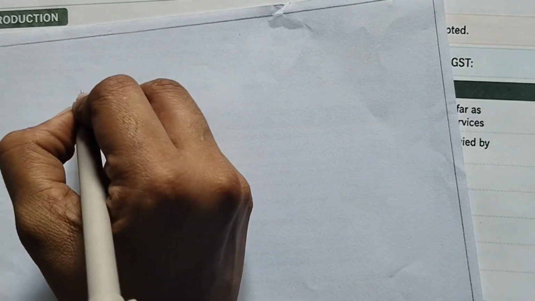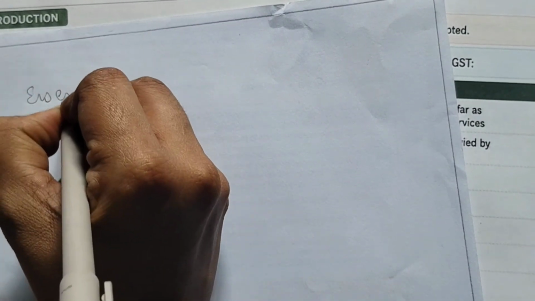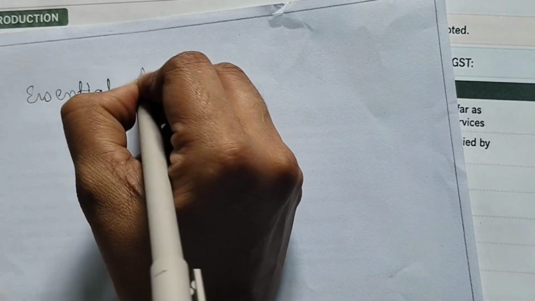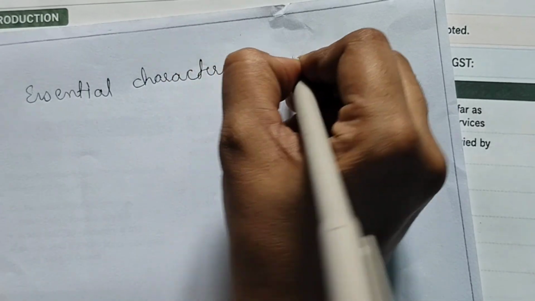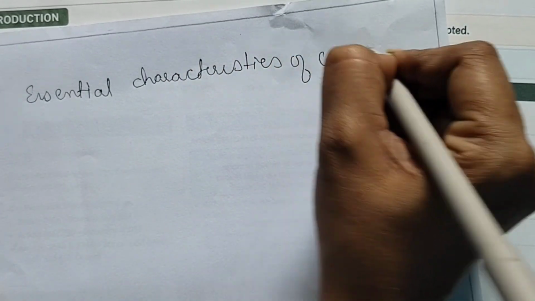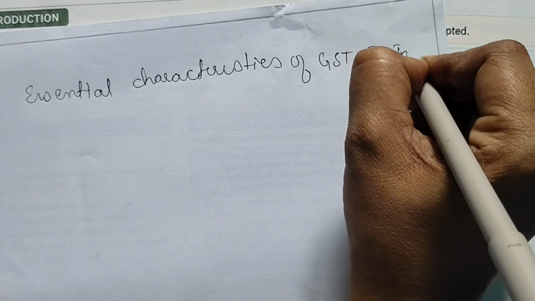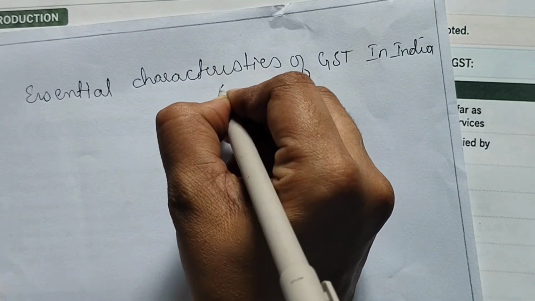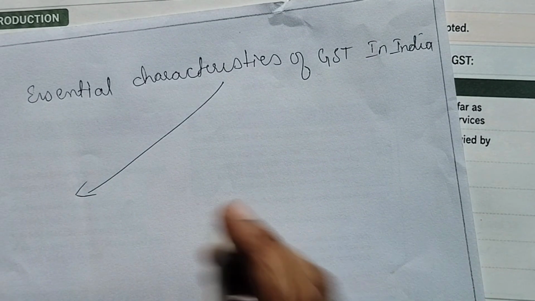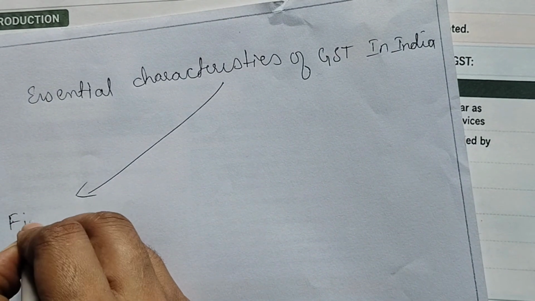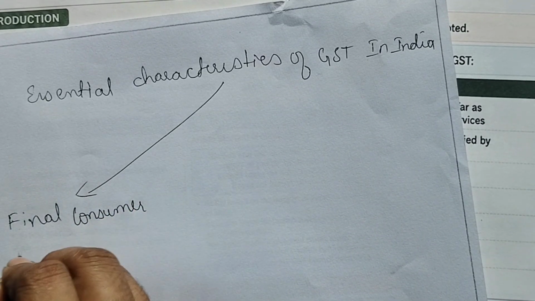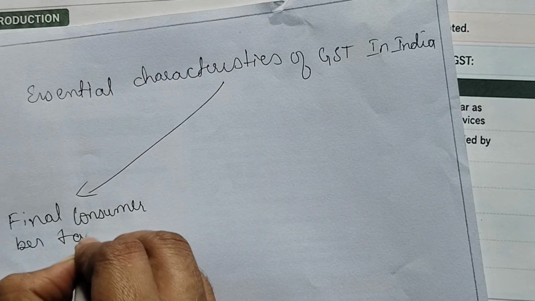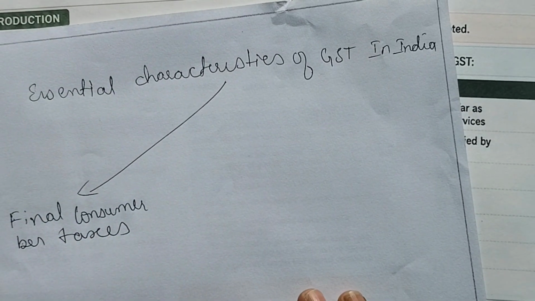Now, let us understand in detail the essential characteristics of GST in India. In India, who bears the final burden of the tax? The final consumer under GST bears the taxes. The final consumer bears the taxes.